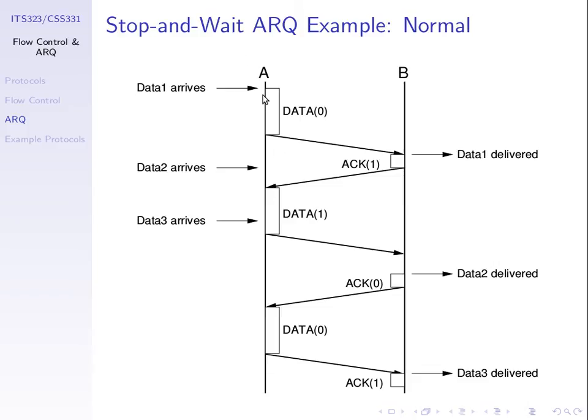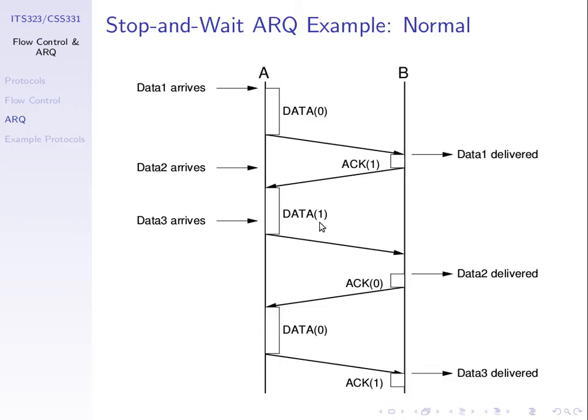Because it's stop and wait, A transmitted the first data frame, even if it has more data to send, it's not allowed to send until it gets the ARQ back. It receives the ARQ here, so it transmits the second data frame, data 2. The sequence number is 1. It arrives, maybe there's some processing. The processing's not instantaneous, it may take some time. Once we've finished processing, we send back an ARQ with a 1-bit sequence number.